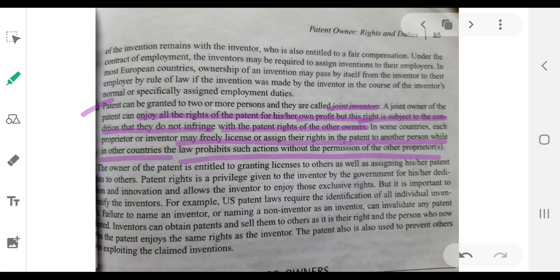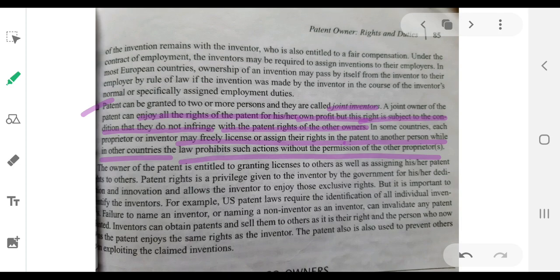Patent right is a privilege given to the inventor by the government for his or her dedication and innovation, and allows the inventor to enjoy this exclusive right. But it is very important to identify the invention.